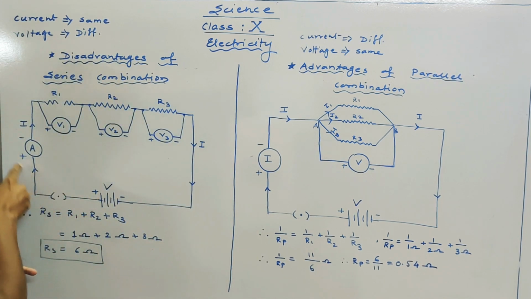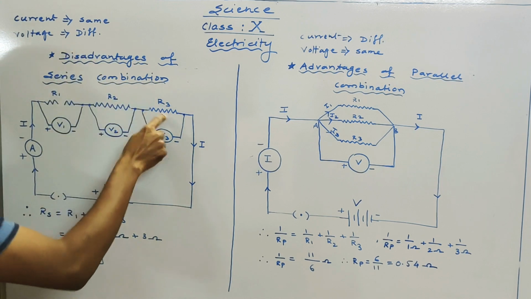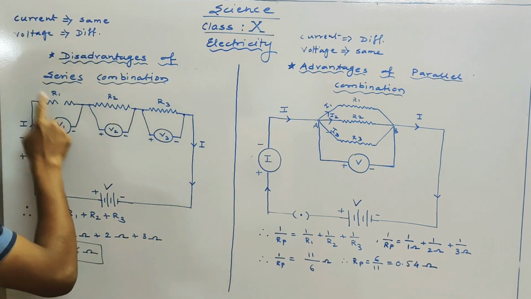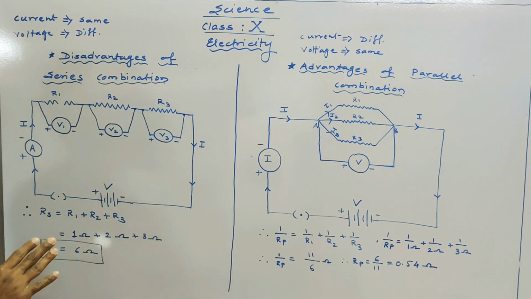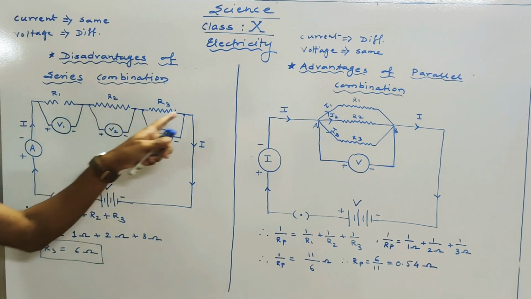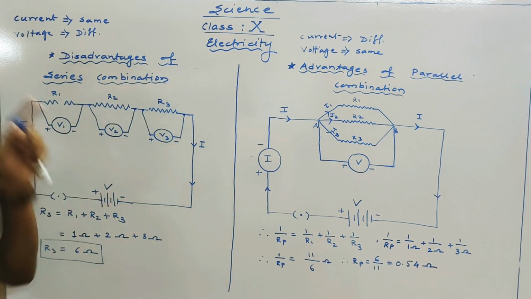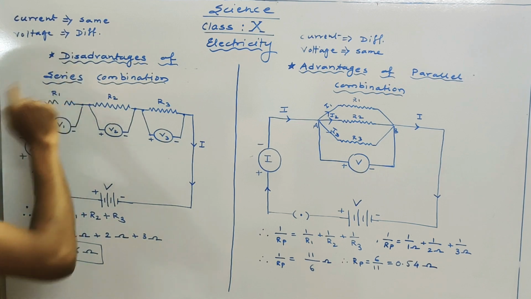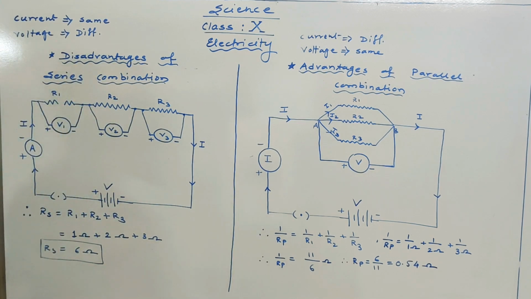Now the positive terminal of the battery is not connected to the negative terminal, so the current will not flow through R2 and R3. Meaning if any one appliance gets damaged, current will not flow through any appliance. So this is the first disadvantage of series combination. If one of the appliances gets damaged, it affects the working of all other appliances. The whole circuit is broken down and current will not flow.